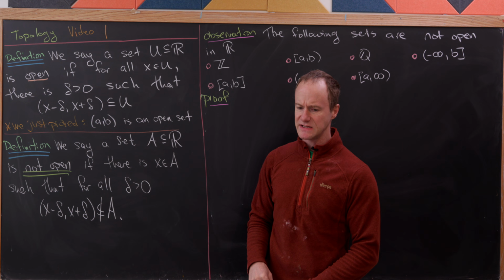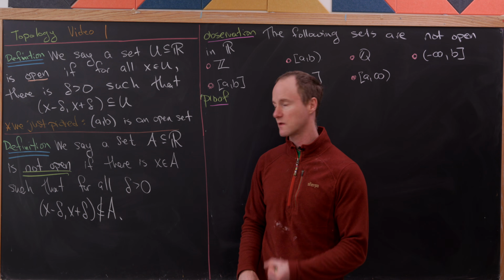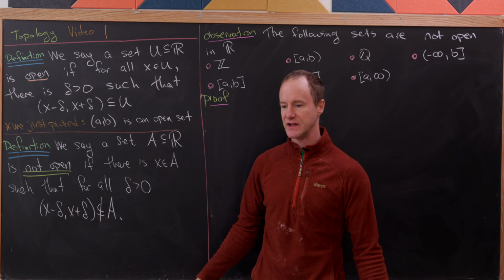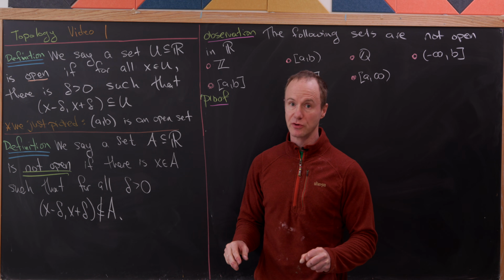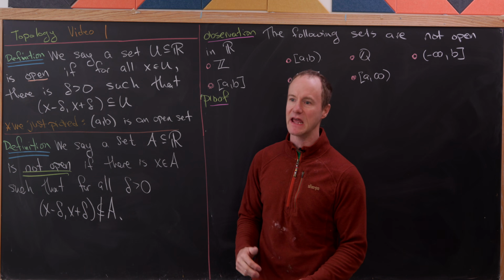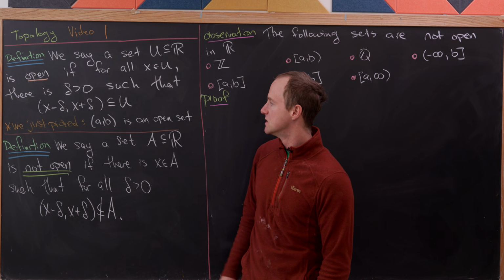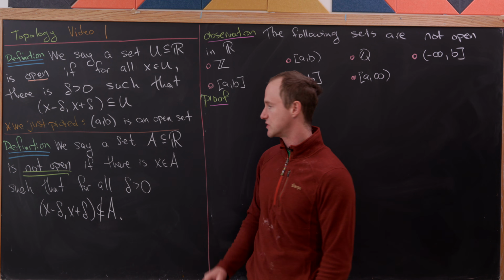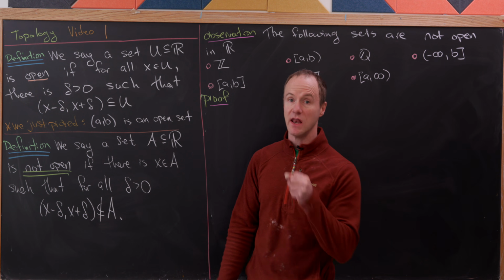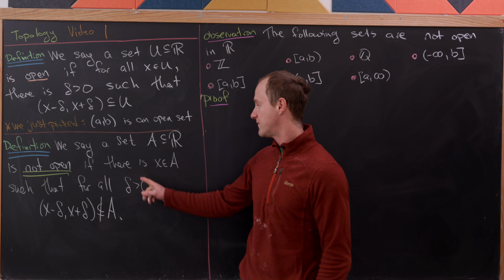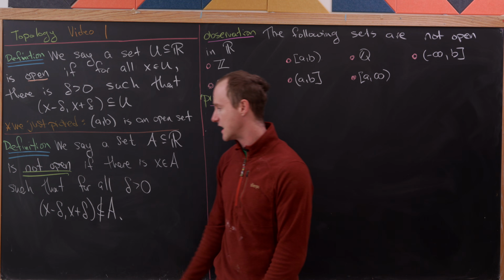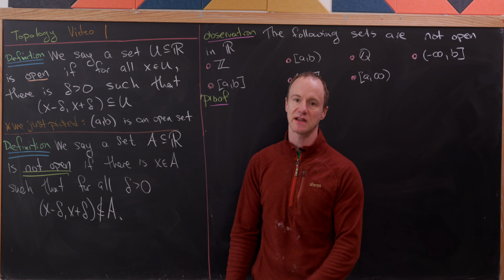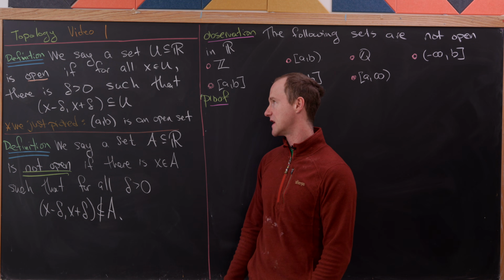So in order to get an idea of what sets are not open in R, let's carefully negate the definition using strategies that you might have learned in an introduction to proofwriting class about how to negate logical statements. So we say that A, which is a subset of real numbers, is not open if there is an x in A such that for all delta bigger than 0, that interval x minus delta to x plus delta is not a subset of A.